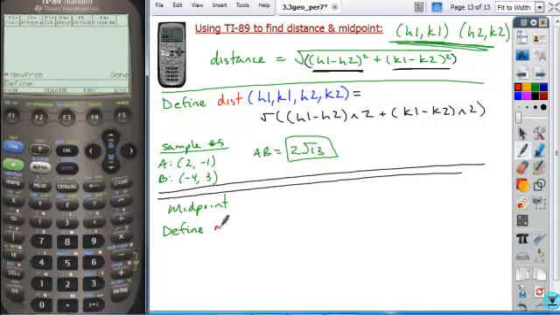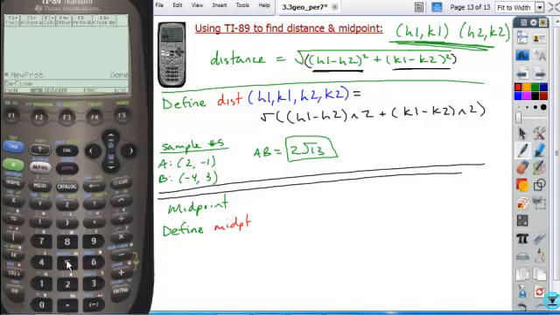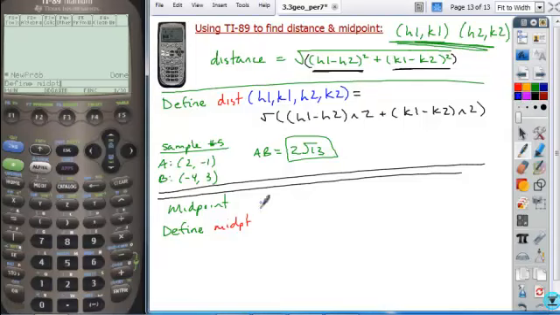The name that we're going to give it, again, needs to be descriptive enough to identify what you're finding, but it's not going to interfere or overlap with something that's already been assigned in the calculator. So midpt will work. So I'm going to alpha lock and type that in. Next, my order of inputs, I'm going to keep it the same. I'm just going to order it as a list of coordinates, h1, k1, followed by h2, k2.